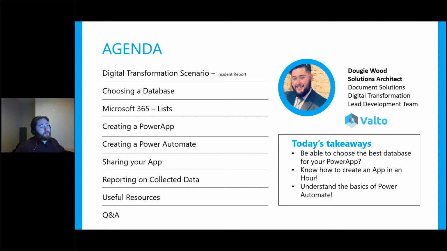So some takeaways from today's session: you'll be able to choose the best database for your Power App. When you're coming to design your Power App, the very first point you want to look at is modeling your data, so it's very important where you're storing your data for your app. You'll know how to create an app in an hour. The objective is to create from scratch a Power App that you can submit data through and store the data, report on it, as well as produce some automated actions. And we're going to understand the basics of Power Automate, which is what we're going to use for our automation.